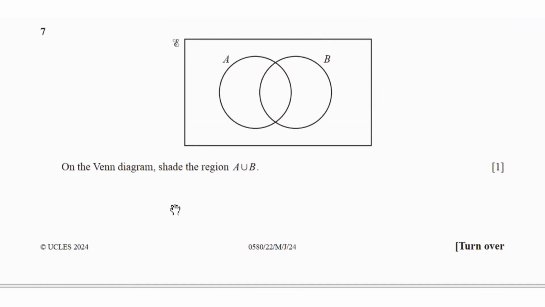Question 7 says on the Venn diagram, shade the region A union B. So A union B is going to be everything in A and everything in B.